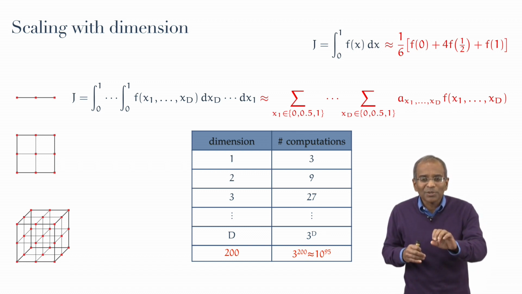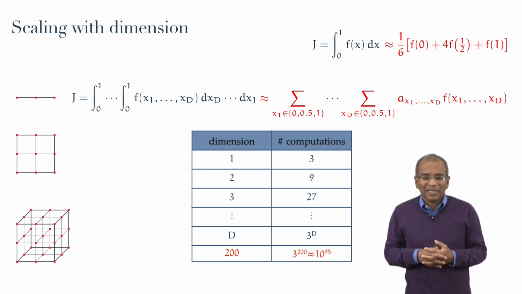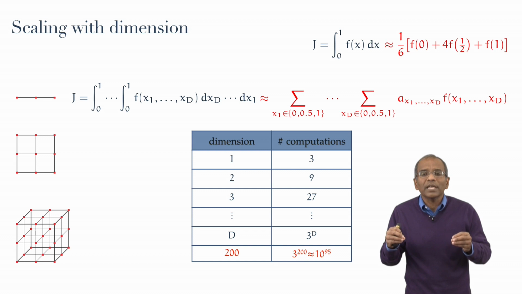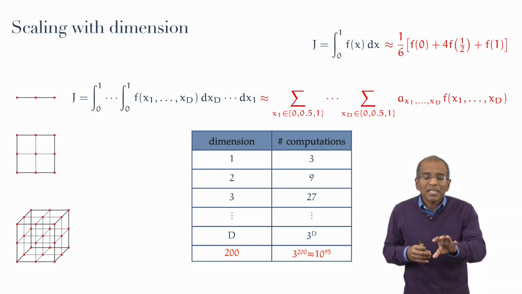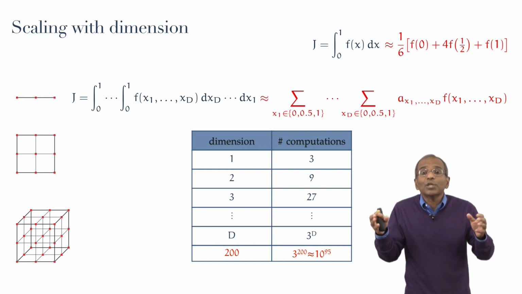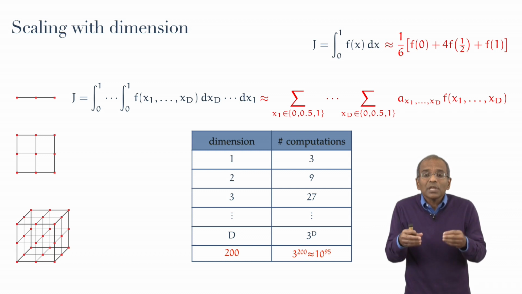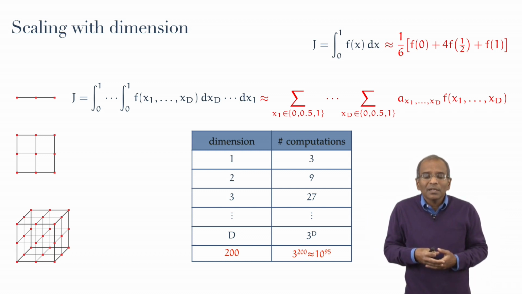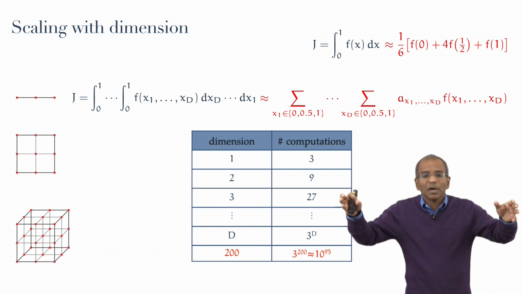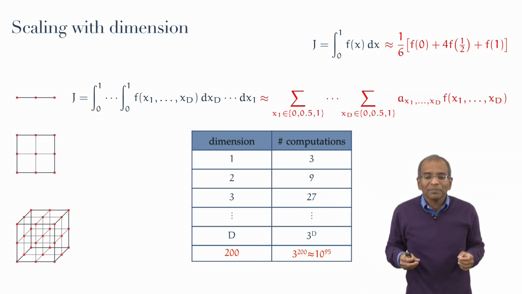Now, pause for a moment to absorb this. This is a mind-bogglingly large number. To put this in context, some estimates of the number of atoms in the known universe put the number of these particles at about 10 to the power 70. Now, suppose you imagine that there are 10 to the power 70 atoms in the universe.